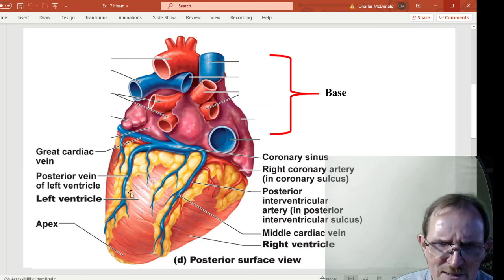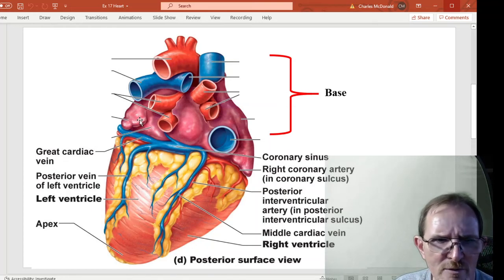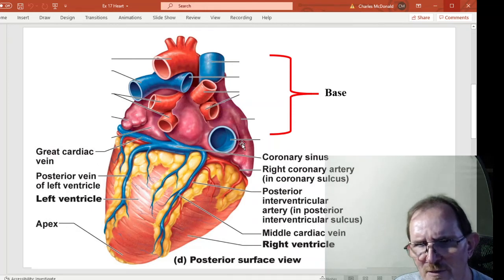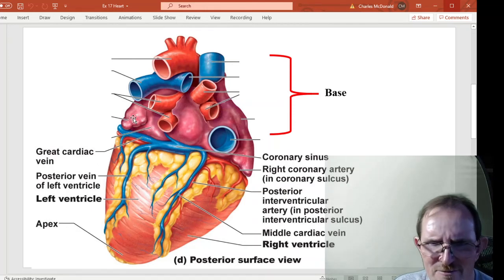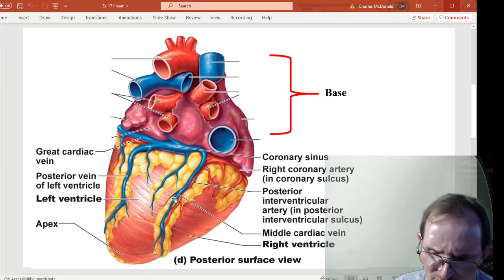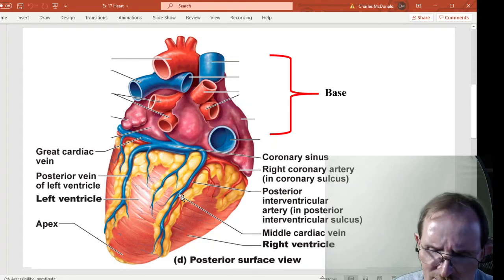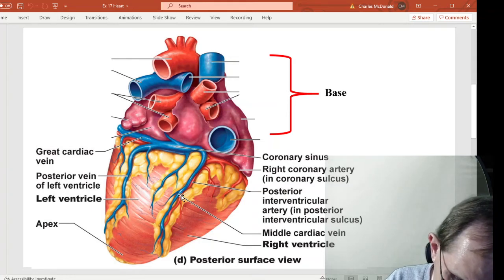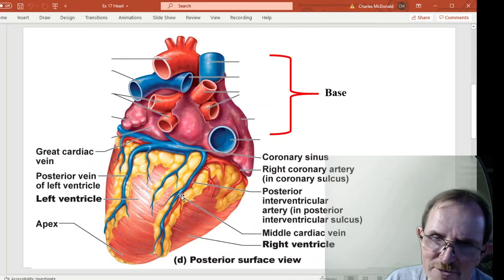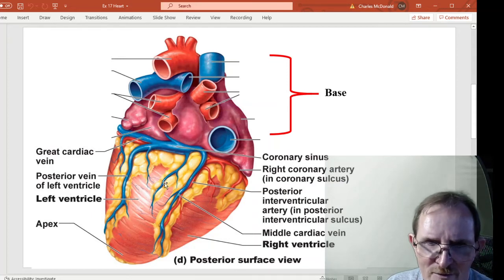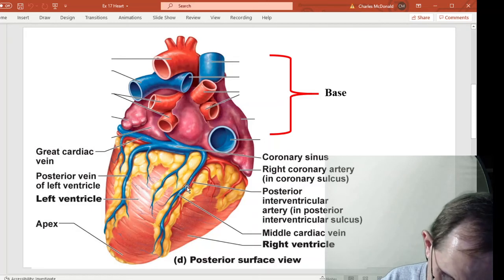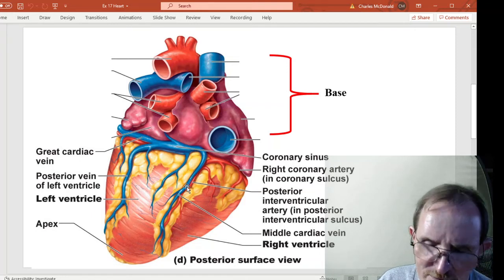The left ventricle, the right ventricle, we've seen that before. That's the left atrium, the right atrium. You're going to be able to see that better. Those are also the auricles. The apex, the middle cardiac vein, we do have that. The middle cardiac vein is going to be right here. It runs next to the posterior interventricular artery, which is also sitting in a sulcus. So we've got the middle cardiac and the posterior.